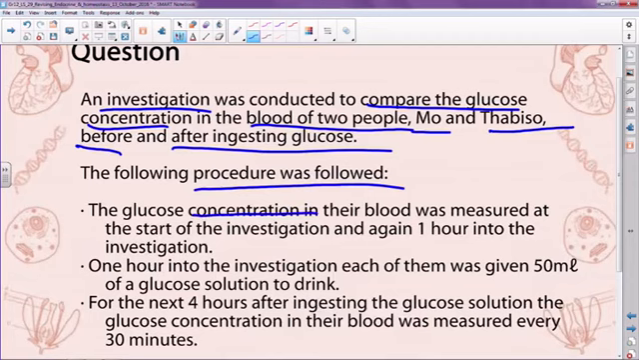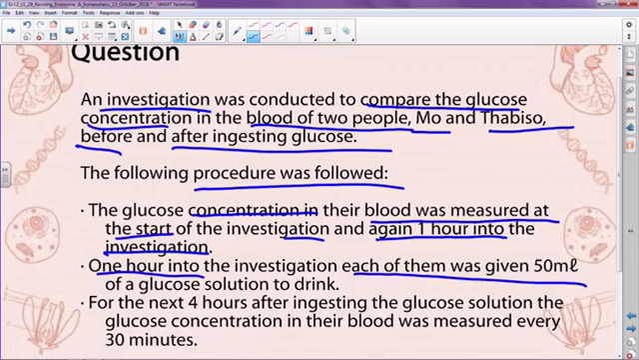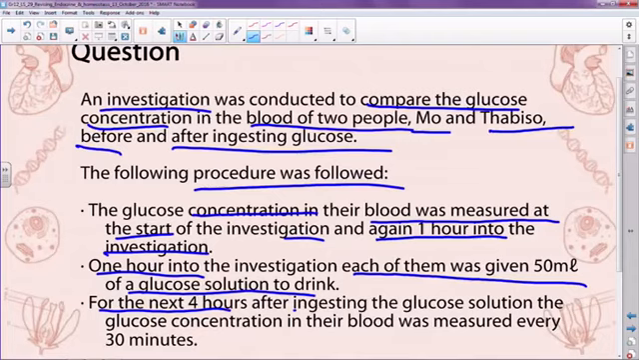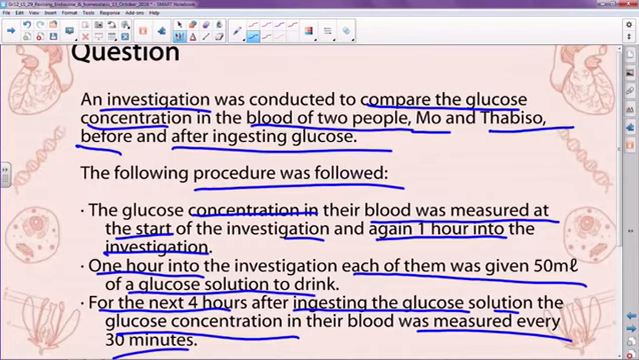The glucose concentration in their blood was measured at the start of the investigation and again 1 hour into the investigation. So at the start and then an hour into the investigation. Okay, then 1 hour into the investigation, each of them was given 50 milliliters of glucose solution to drink. So now we're forcing glucose into their body. Once we did that, for the next 4 hours after ingesting glucose solution, the glucose concentration in their body was measured every 30 minutes. So now we're looking at 30 minutes all the time. Every 30 minutes, you got to measure it again.